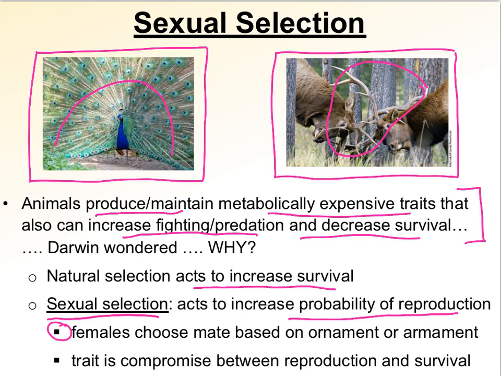And this trait is a compromise between survival and reproduction, because we already saw up here, wow, this is decreasing survival, but when it comes to sexual selection, it's actually increasing the probability of reproduction. So this is an interesting dichotomy where it's a little bit of cost and benefit, but still we see these structures, so clearly the benefit of reproduction outweighs the cost relative to survival.